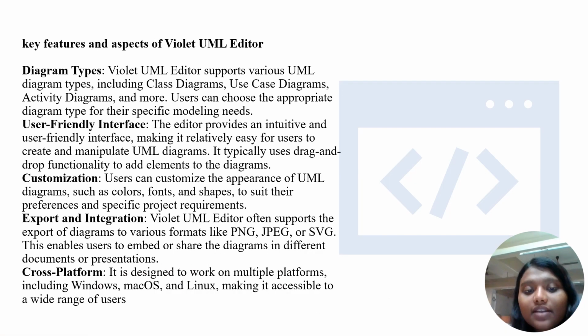The key features and aspects of the Violet UML editor start with diagram types. The Violet UML editor supports various UML diagram types, including the class diagram, use case diagram, activity diagram, and more. Users can choose the appropriate diagram type for their specific modeling needs. Next, it has a user-friendly interface. The editor provides an interactive and user-friendly interface, making it relatively easy for users to create and manipulate UML diagrams. It typically uses drag and drop functionality to add elements to the diagrams.